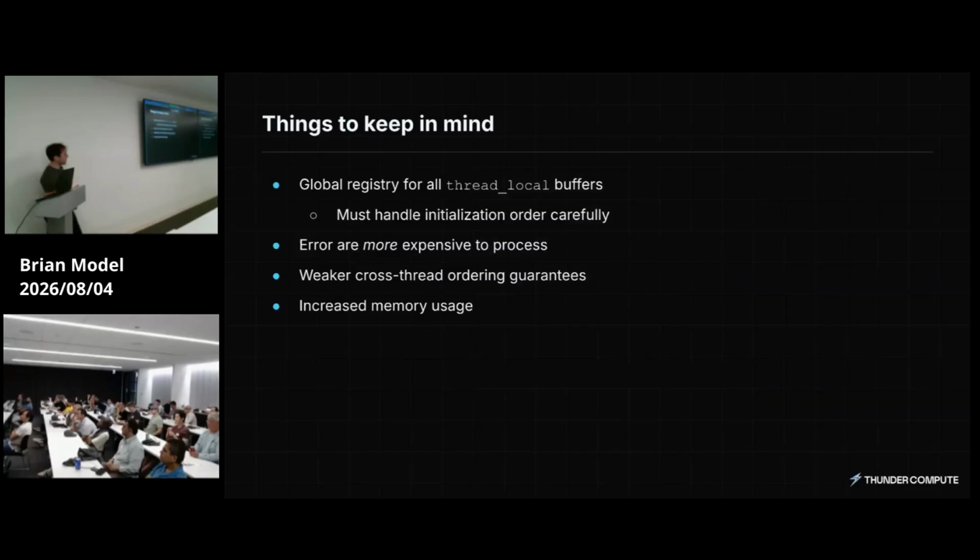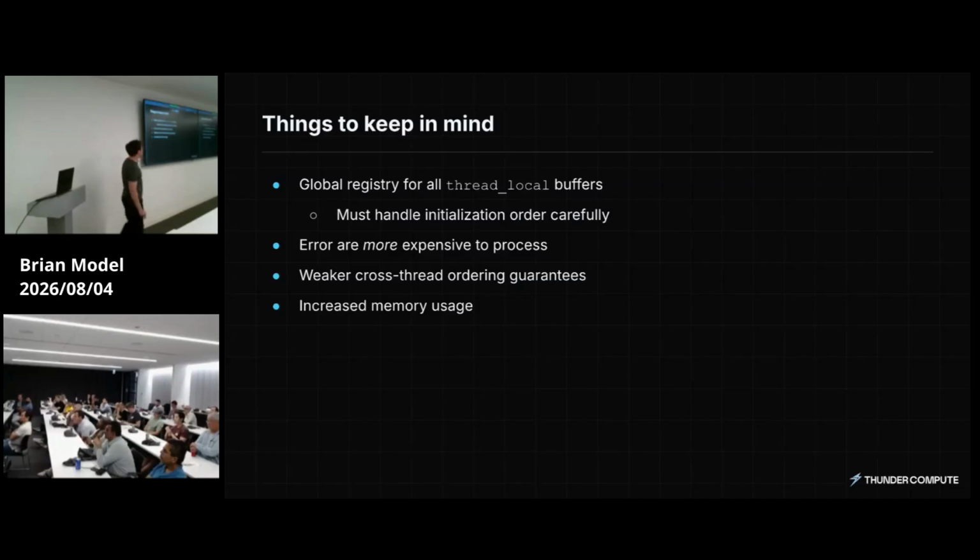but they're worthwhile trade-offs. So part of it is errors now become much more expensive to process, because instead of having a single ring, now you have many rings, depending on the number of threads, and you have to have some sort of a global registry. And then you also need to be pretty careful here with static initialization ordering, because it's very easy to use something before it's initialized once you have thread locals at play a little bit.